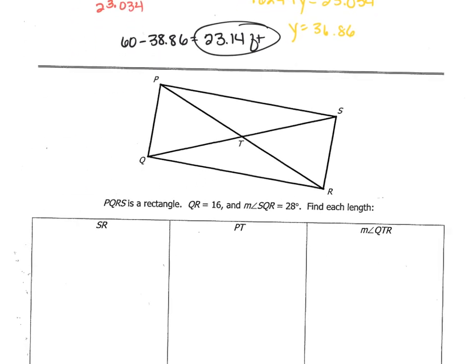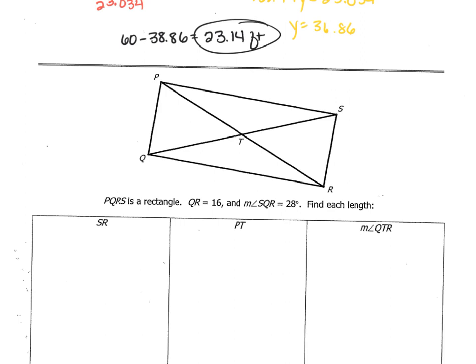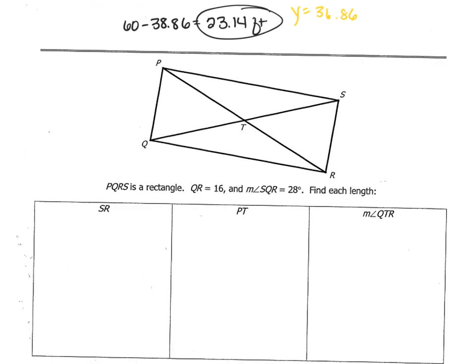All right, let's look at this rectangle. So there's going to be a few things that you need to remember about geometry. In a rectangle, the diagonals, which are these two, are equal. They're also cut in half by that bisector. So it says PQRS is a rectangle, and that's important for us to know because rectangles have right angles. QR is 16, so I'm going to go ahead and label that on my picture.